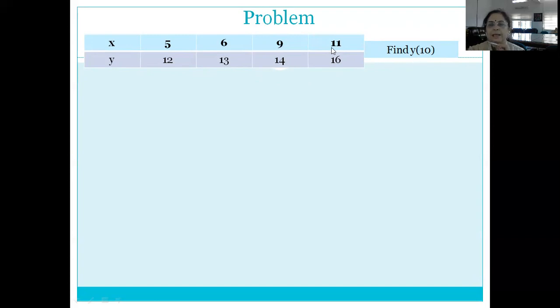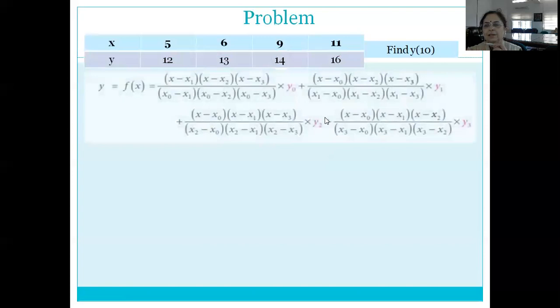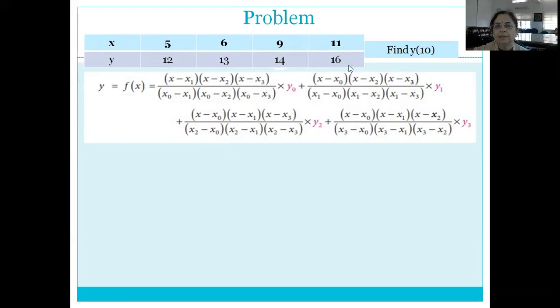Sometimes when this point is lying outside the scope of this x range, we call it extrapolation. There is a slight difference between interpolation and extrapolation. Right now we are saying interpolation, so it has to be in the range of x data points which are available from 5 to 11. Now we have to use Lagrange's interpolation. Since we have 4 data points, we will be writing 4 such factors for each function value which is available, multiplied by the weighing function which we are calculating.